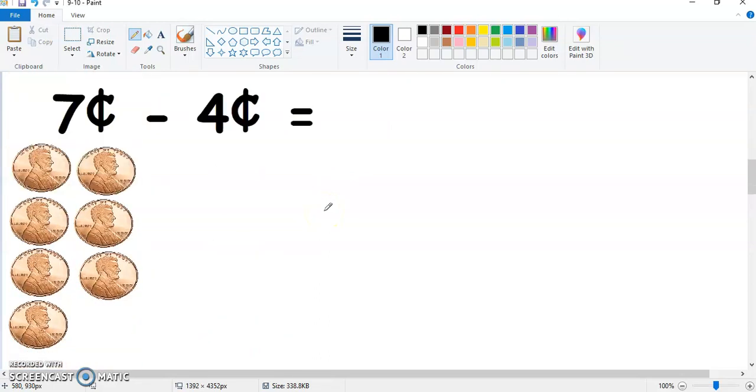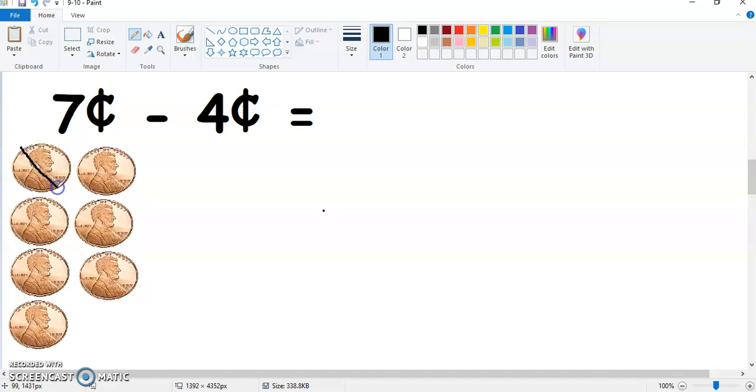All right, let's look at the first problem on your math page. This is the duck row. So this one says 7 cents minus, take away, 4 cents equals how many left over? Well, let's find out. So first we start with 7. 1, 2, 3, 4, 5, 6, 7. We start with 7 cents and we're taking away 4 cents. That means we need to cross out 4.